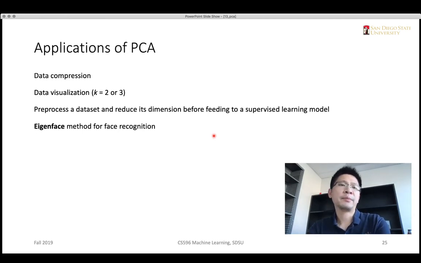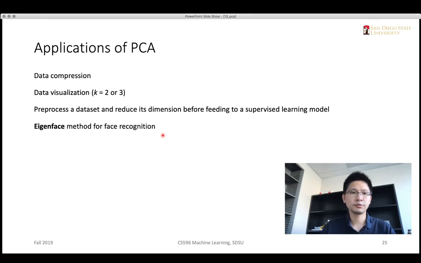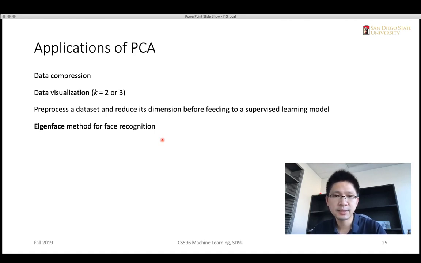So speaking of the applications of PCA, it has a lot of applications. For example, we can use PCA to do data compression. We can remove the redundant features, and we can reduce the dimension to 2 or 3 for carrying out visualization. And we can pre-process the data sets before feeding the data set into some other follow-up models.